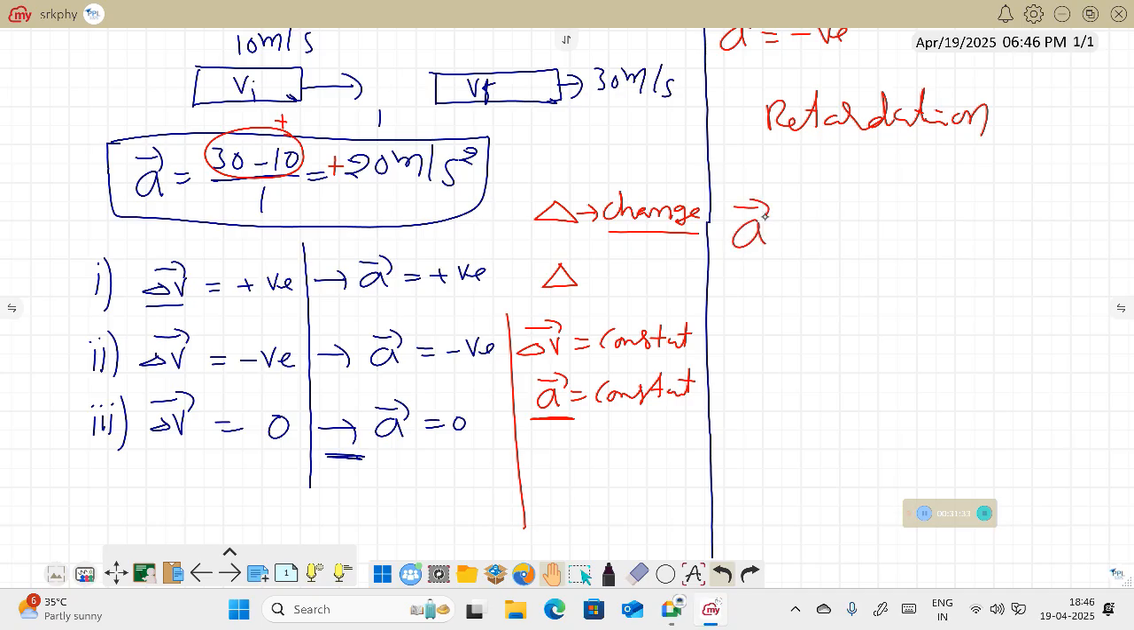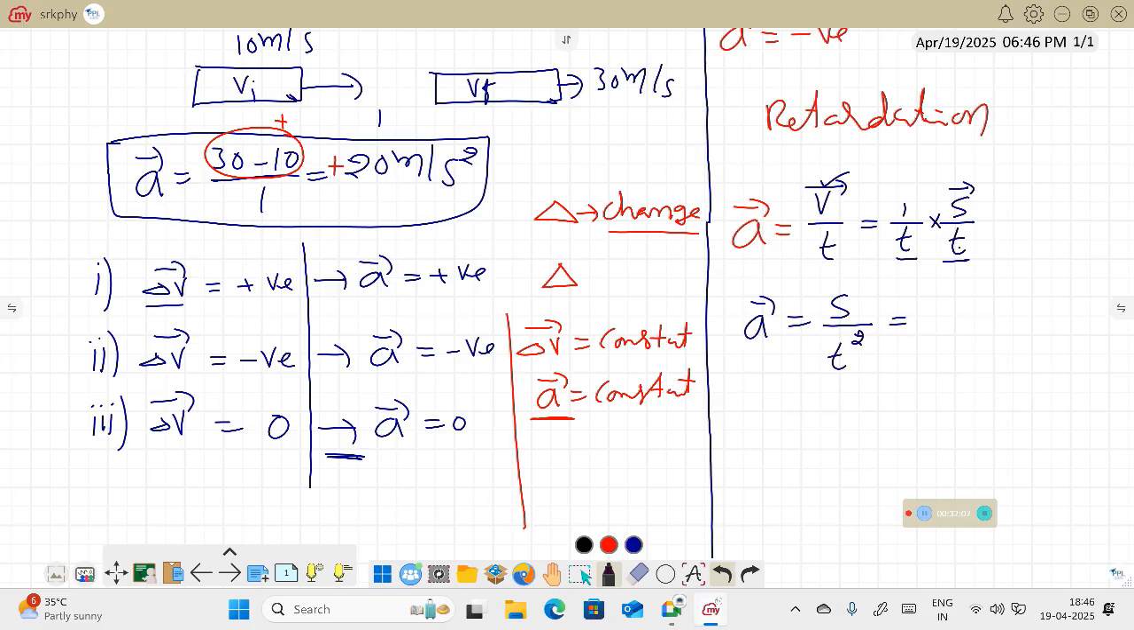What is the basic formula for acceleration? Acceleration is velocity by time, which I can write as 1 by t into velocity. Velocity means displacement by time. So acceleration is displacement by time into time, that means t square. Distance we measure in meters, time in seconds, and the power of seconds is 2, so it is meters per second square. That's why the square comes in the acceleration units.